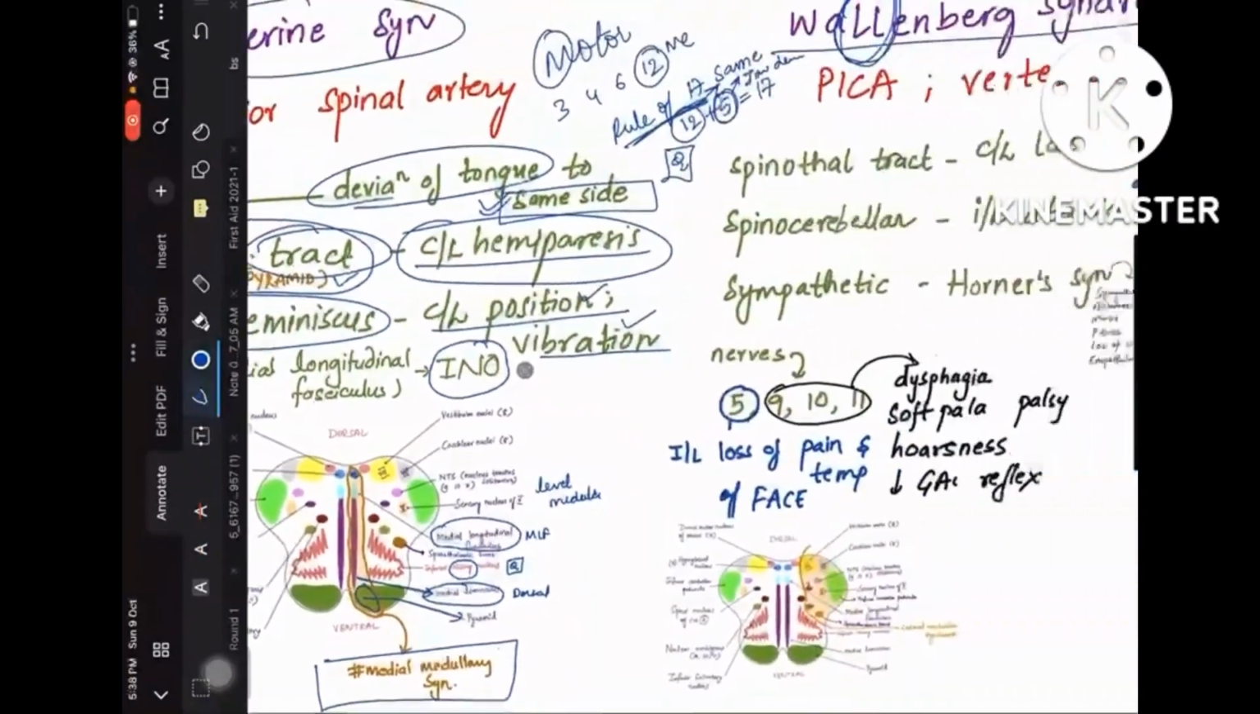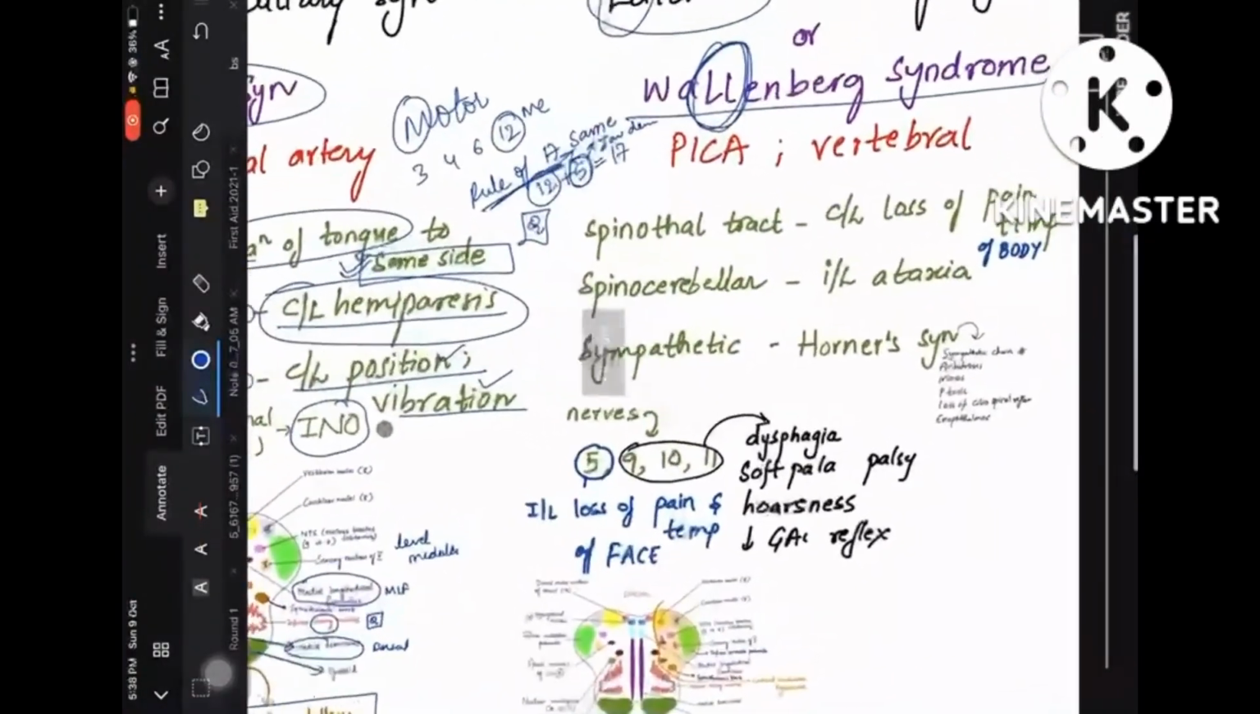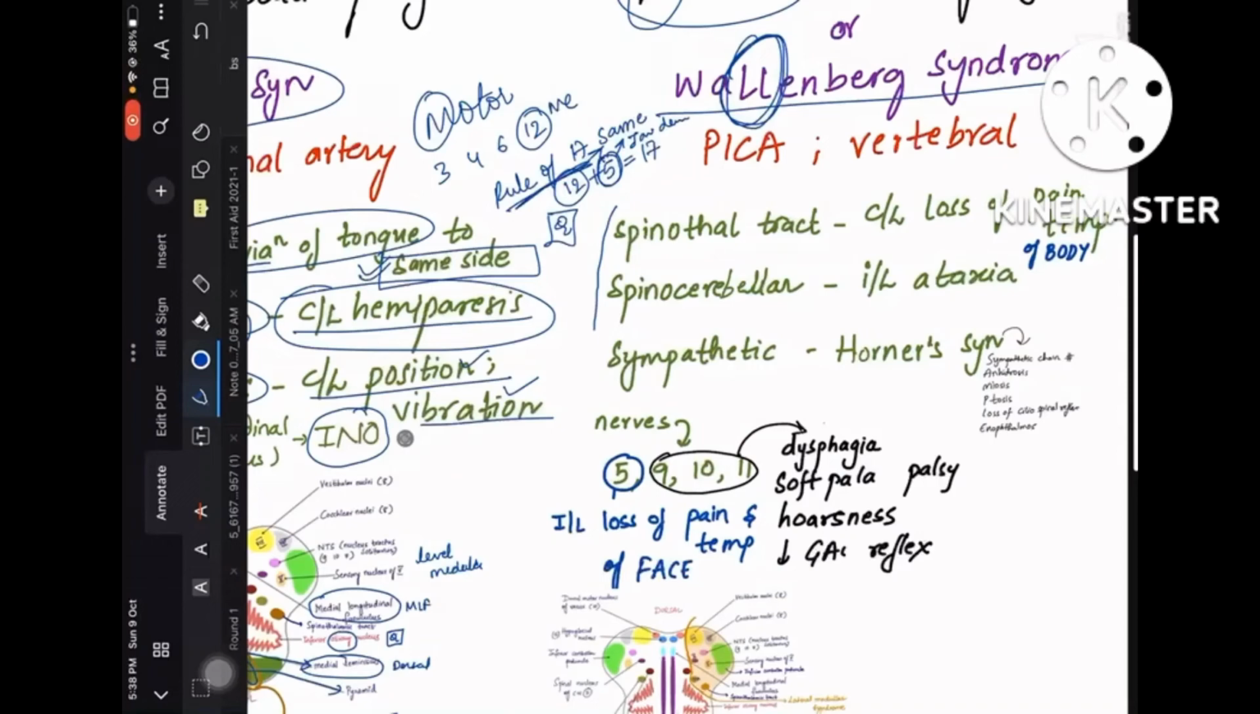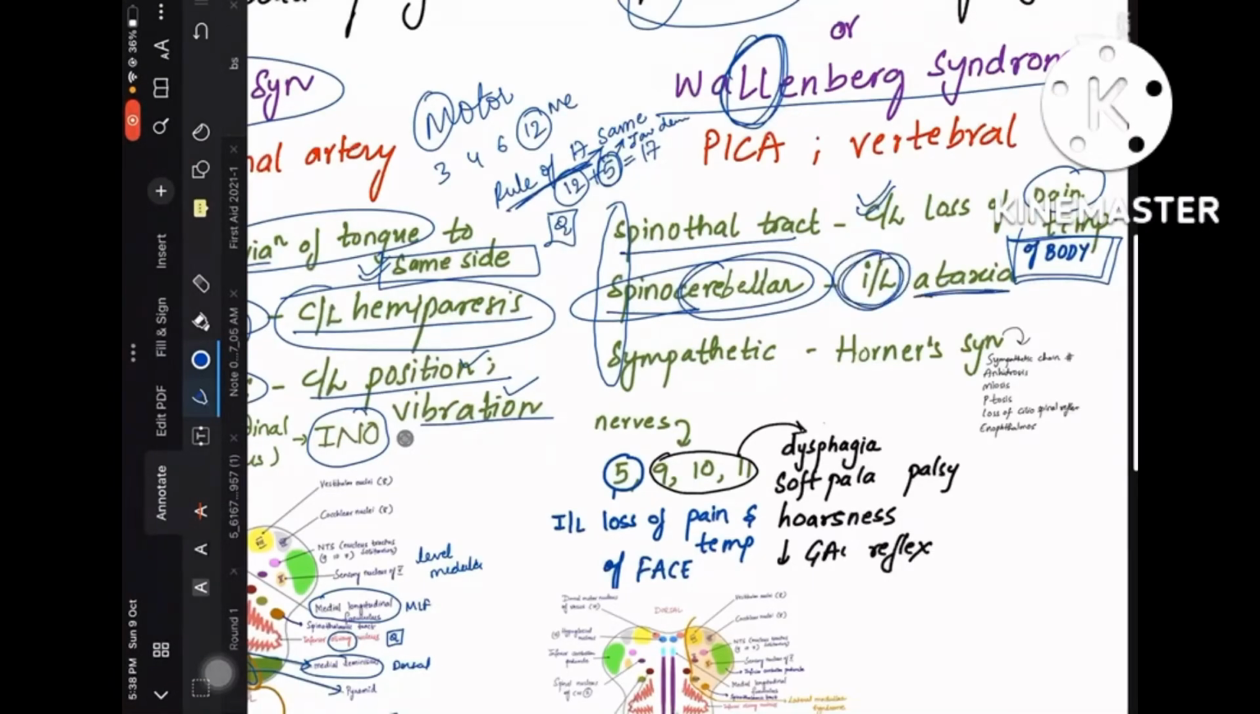Coming to the lateral medullary syndrome, which is otherwise called Wallenberg syndrome. Here all the S's are involved: spinothalamic tract, spinocerebellar tract, and sympathetic. The spinothalamic tract is for pain and temperature, so there is contralateral loss of pain and temperature of the body. Since the spinocerebellar tract or cerebellar peduncle is involved, there is ipsilateral ataxia. Coming to sympathetic, it is Horner syndrome.